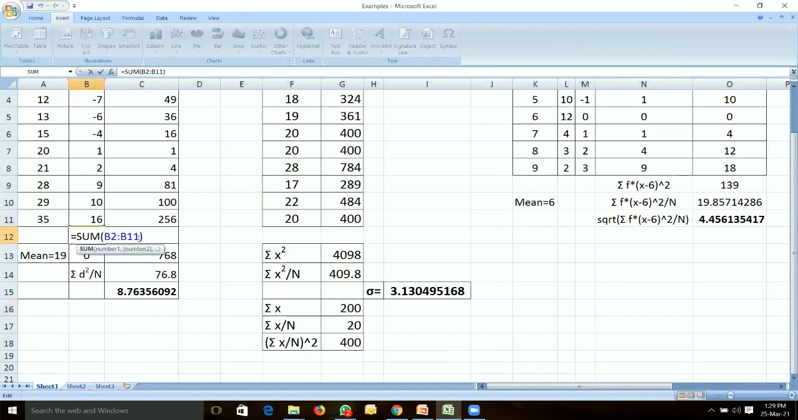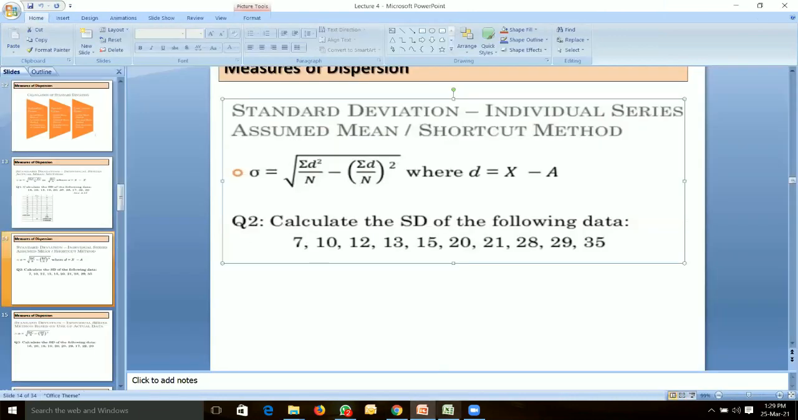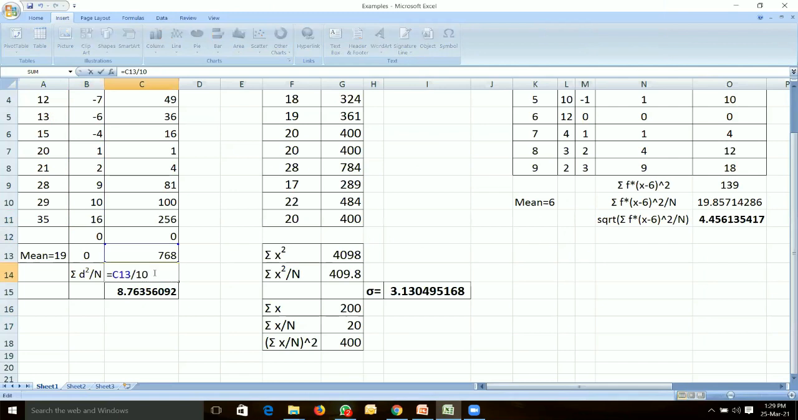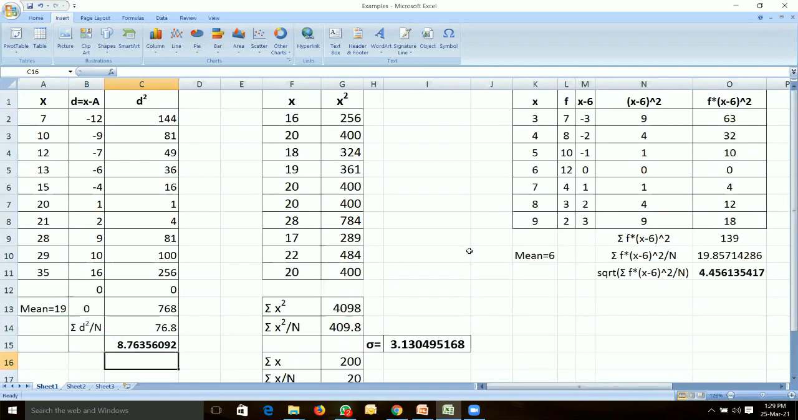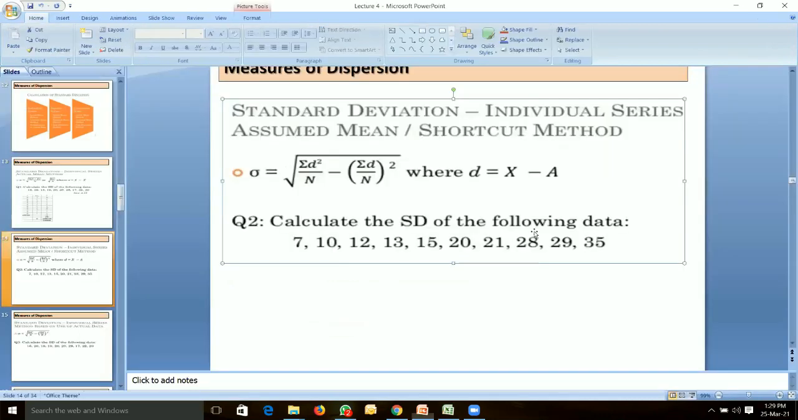You understand this? The second term is our 0. So square root of only 76.8 square. So 8.76. So you understand how to calculate the difference and sigma square, sigma. We'll see the next problem.